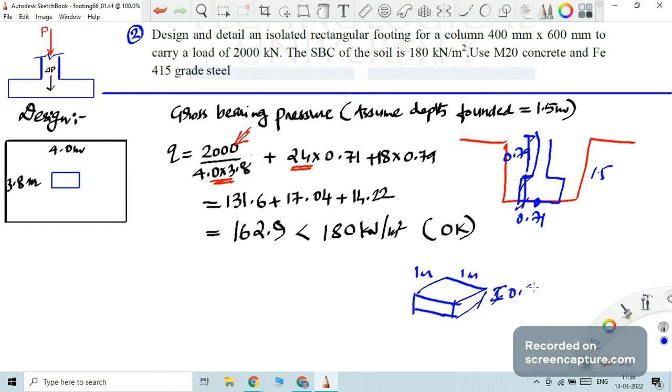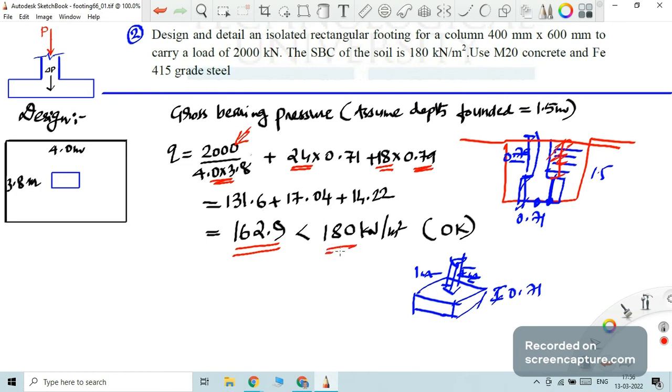So this footing is 0.71. You have a column also here, and above that you have backfilling. So here you have backfilling. At a point here, this is 0.71, and this portion is backfilling. That backfilling is 18 kilonewton per cubic meter, the unit weight of soil, and 0.79 into 1 is the height. So that I have selected. So in total you are going to get 162.9, which is the gross bearing pressure.